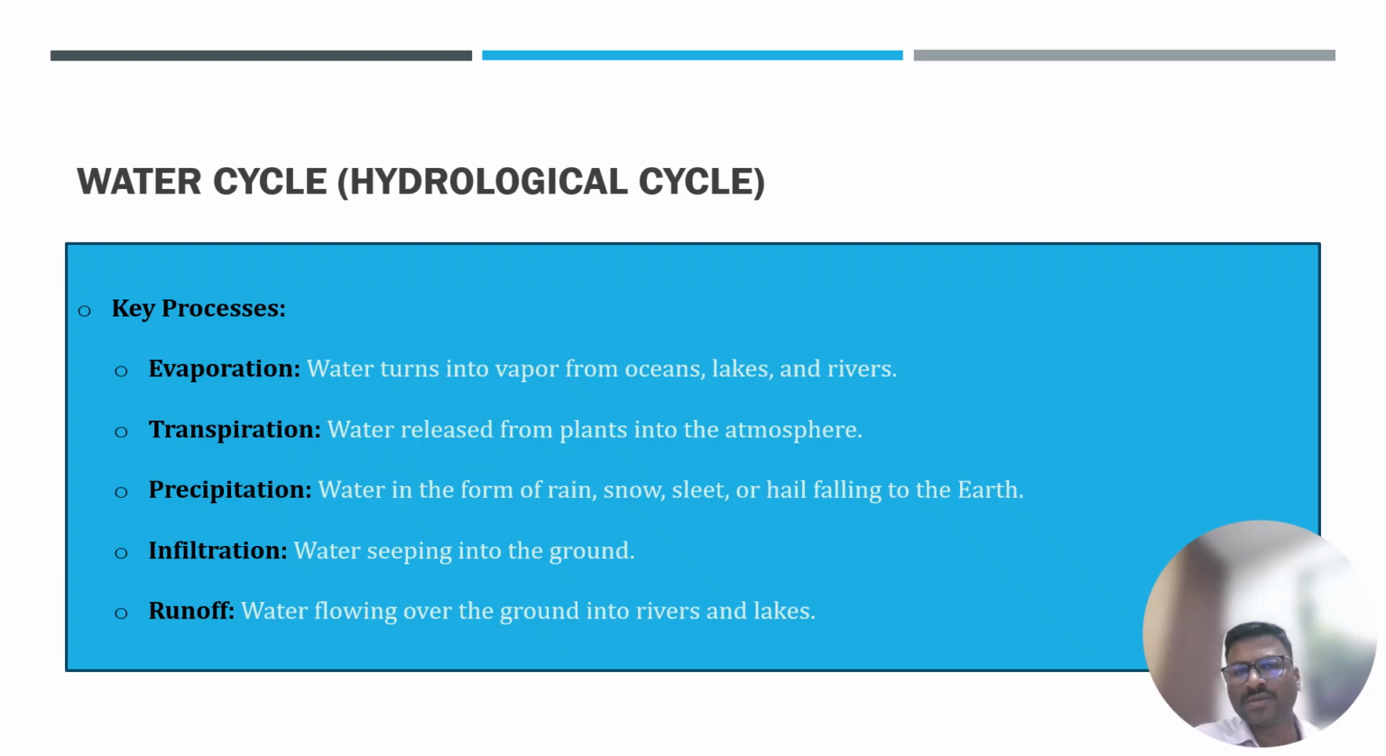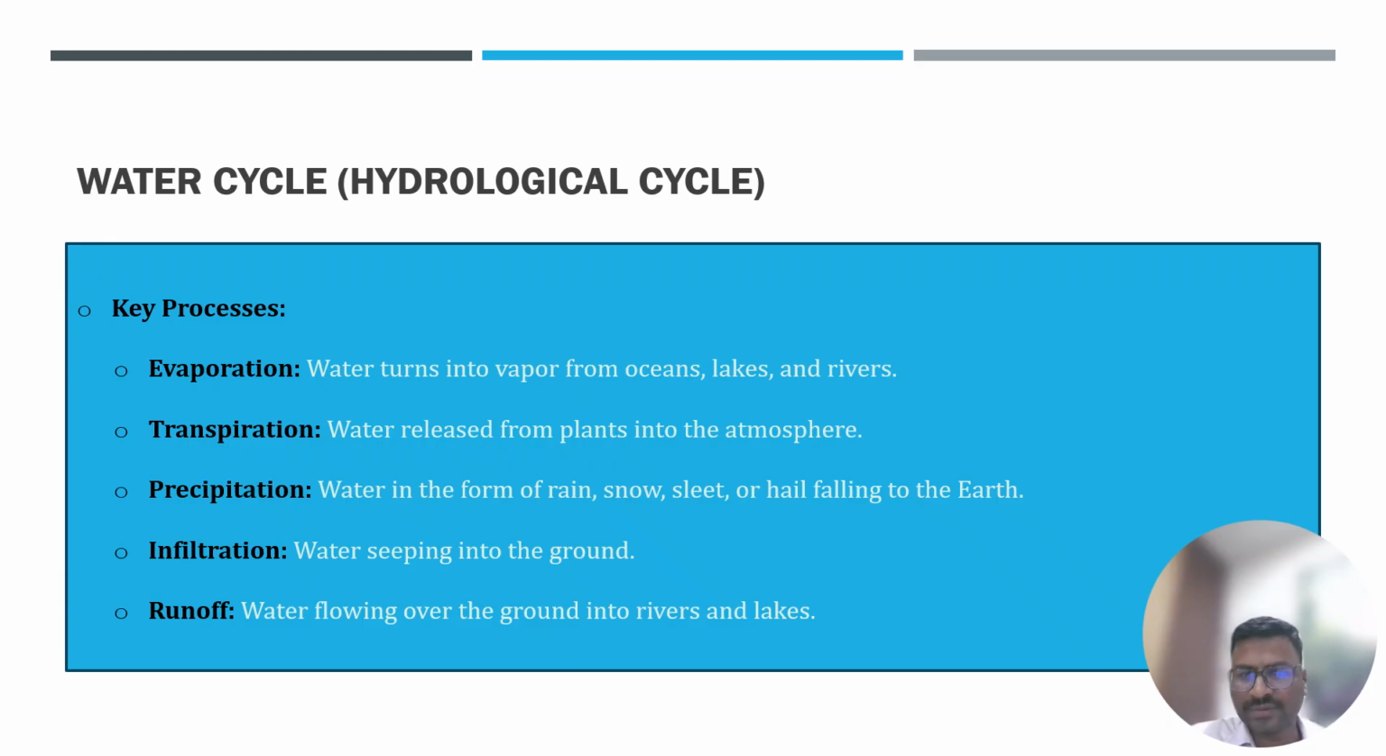Then the water cycle. If we're talking about the water cycle, there are multiple components and key processes: evaporation, transpiration, precipitation, infiltration, and the runoff. So these five are the key processes in a hydrological cycle or the water cycle. If we talk about the evaporation, water turns into vapor from the ocean, lakes, and the river or any water body. Okay, so this is called the evaporation. Suppose we have a water body. If the temperature is high, water will convert into vapor and it will go to the atmosphere. Okay, this is the first process.